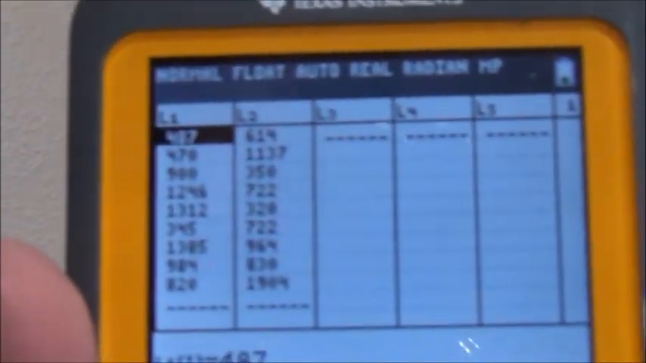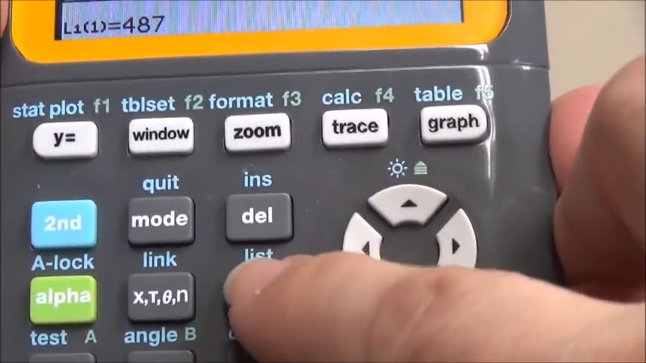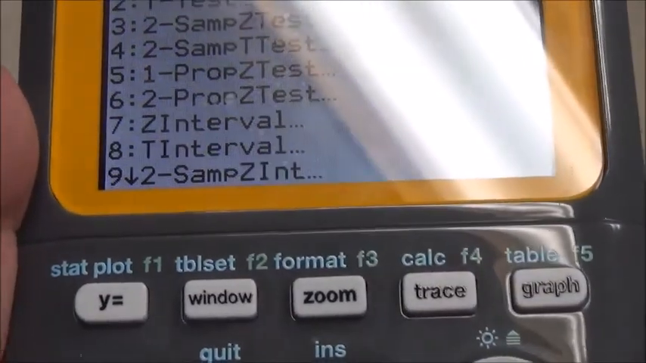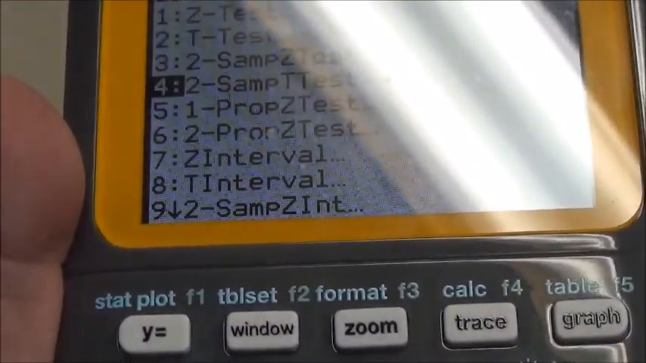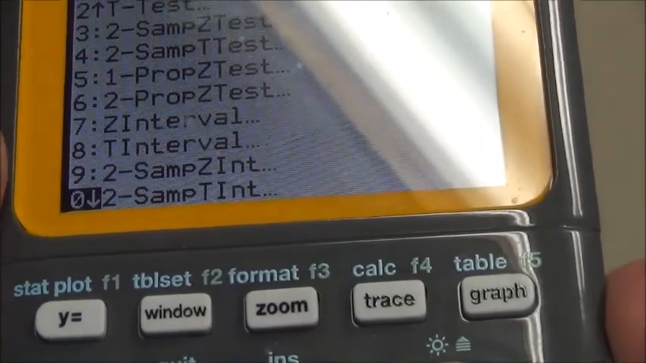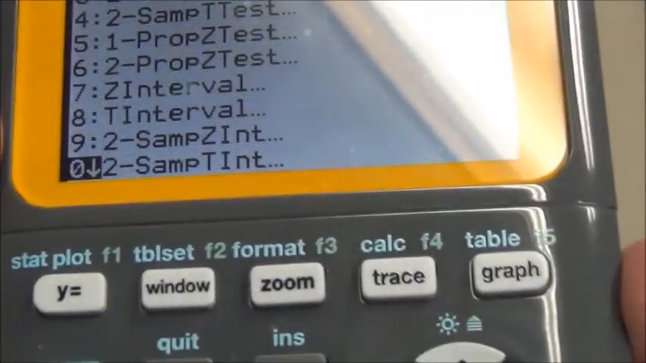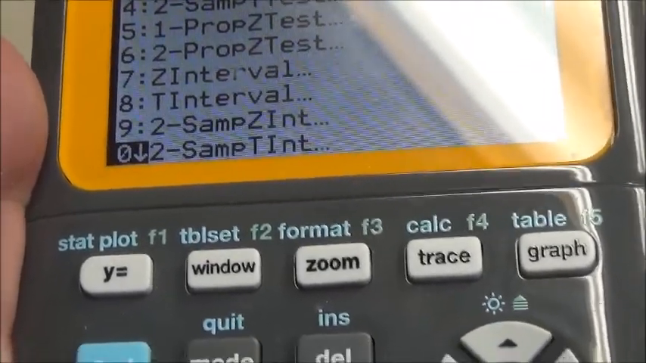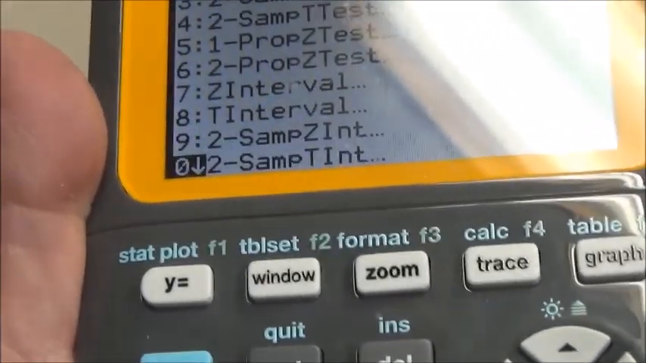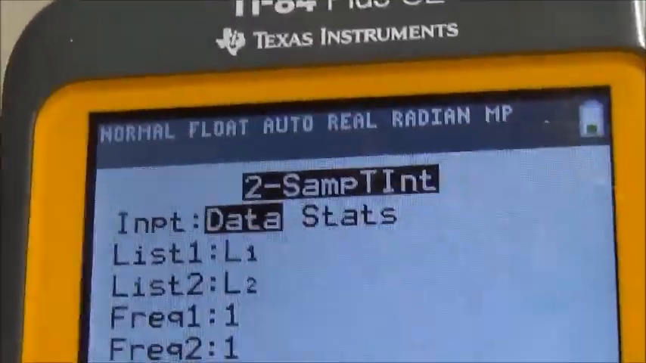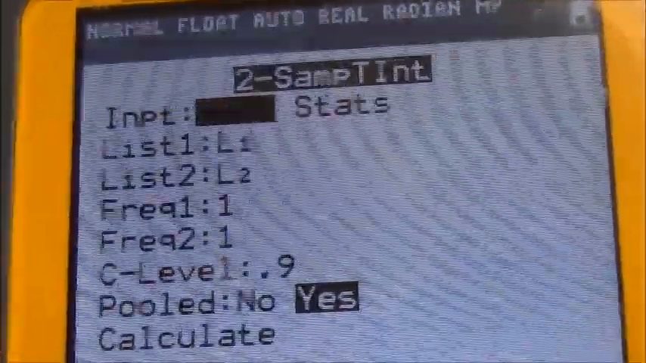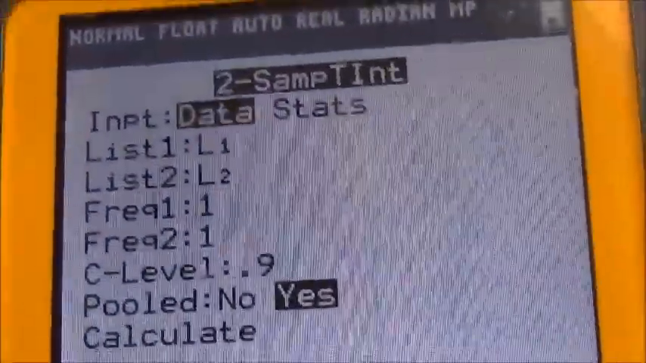Okay, so once you have your data entered in on your list, again, you are going to go ahead and hit the Stat button, and you're going to go over to Tests. This time our test is test 0. You can't see it right now. I'm going to cursor down, but you could press 0 and hop down to the test. But notice 0 is your 2-sample t-interval test. Again, you have 2 options when I enter on that. You can either have the data or you can have the stats. So if you have the data, you can type it into list 1 and list 2. If you have the stats, we will put the stats in there.